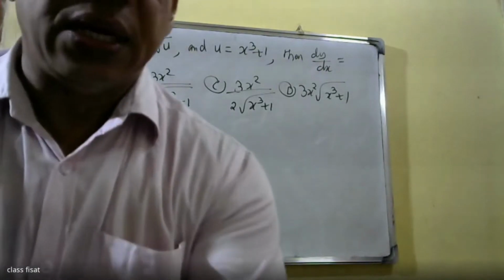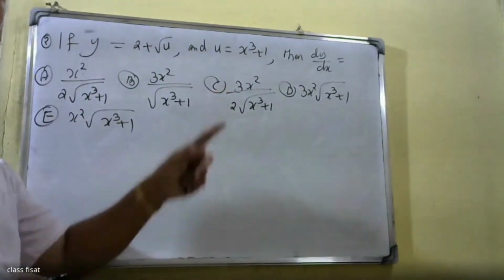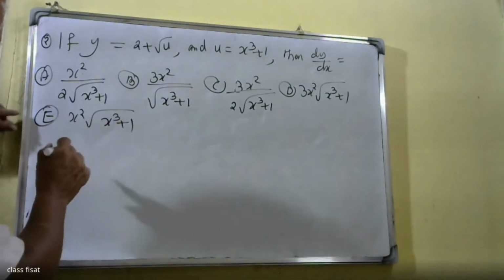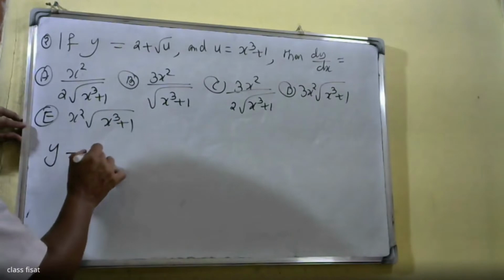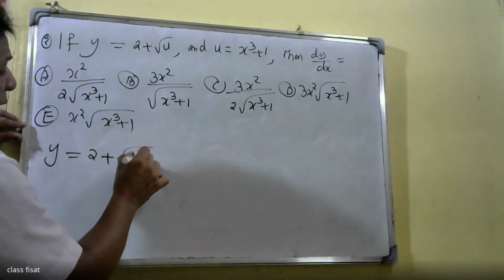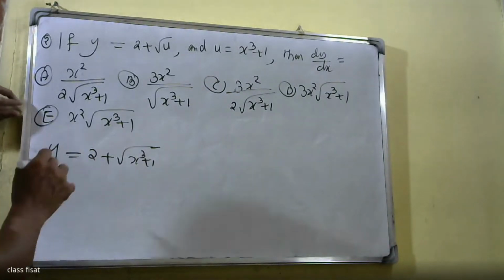Y is equal to 2 plus root u, and u is equal to x cube plus 1. We need dy by dx. Here is a simple way to answer the question: y is equal to 2 plus root u, so substitute u as x cube plus 1, and then differentiate directly.